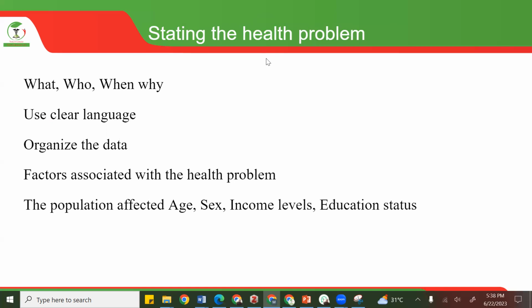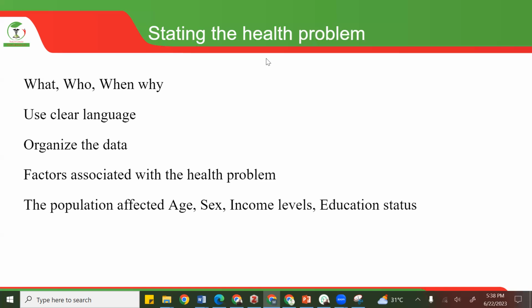In the design part or the planning part it's very important to clearly and accurately describe the health problem, because it is through that description or that understanding of the health problem that you have a very good intervention. Okay, so in describing the health problem, you need to state what exactly the health problem is. Who is being affected by the health problem? When is the health problem occurring? Is it throughout the year, or is it through the rainy season or the dry season? And what are the factors associated with the problem? Basically, you're asking the why part.